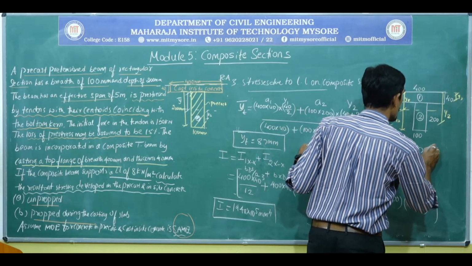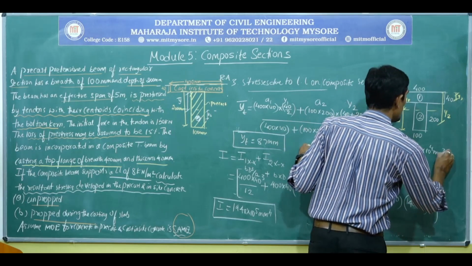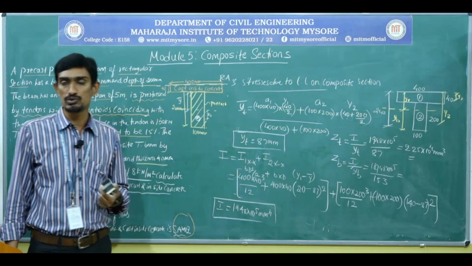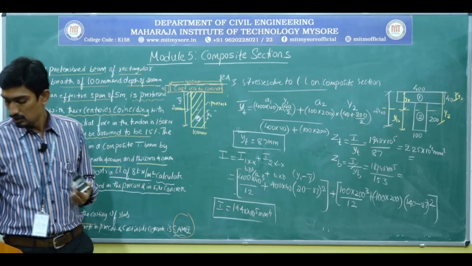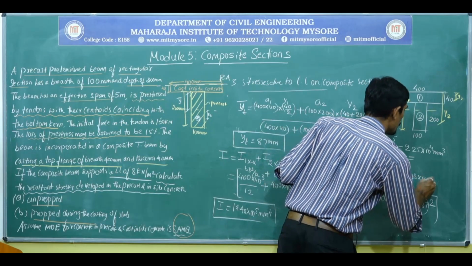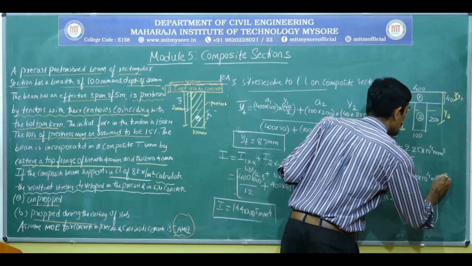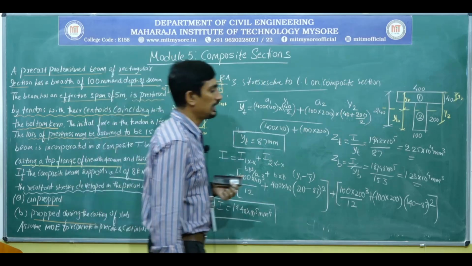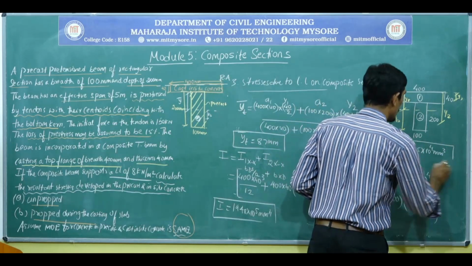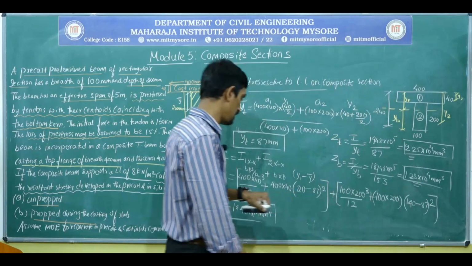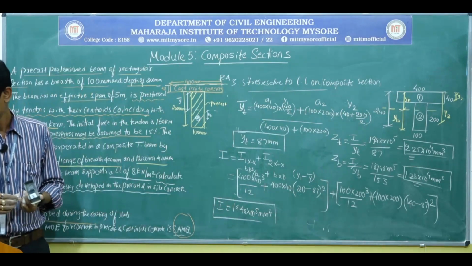into 10 to the power of 4 millimeter cube. We need to be very careful regarding the unit and substitution. And ZB is 128 into 10 to the power of 4 millimeter cube. So this is your ZT and ZB. Now I have calculated everything, ZT, ZB, everything.